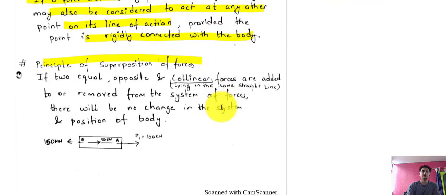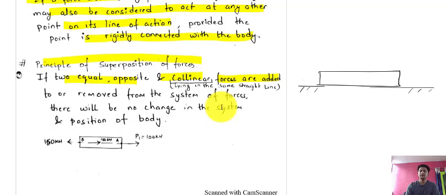So principle of superposition says, if two equal, opposite and collinear forces are added. Collinear means lying in the same straight line. Suppose this is an example of principle of superposition. Suppose this is an object here that has been kept on a surface here. Now this is the line of action of the force. Suppose this is a force here and this is a line of action.